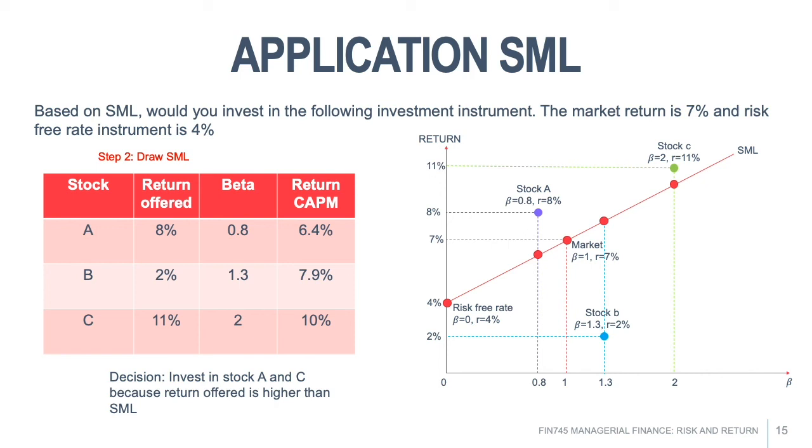Based on this diagram, you have two stocks that fall under the invest area, which are stock A and stock C. Why do you invest in these two stocks? Because the return offered is higher than the CAPM return. For stock B, the return offered is only 2%, but the CAPM return is 7.9%. Therefore, we should not invest in stock B.